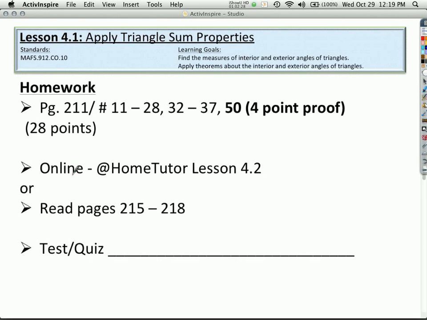Of course, you need to help yourself by doing the at-home tutor for lesson 4.2 or read the pages that go with the lesson. And we're going to have a quiz soon, but the schedule is really difficult to figure out right now, so I'll hold off and I'll let you know in a couple of days.